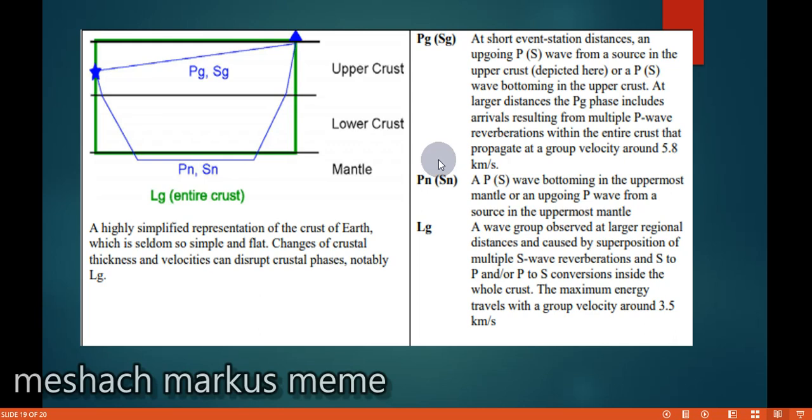And we also have that the Lg here is a wave group observed at larger regional distances, caused by superposition of multiple S wave reverberations and S wave to P wave conversions inside the whole crust. The maximum energy travels within a group velocity around 3.5 km per second. So these are some of the nomenclatures that we have.